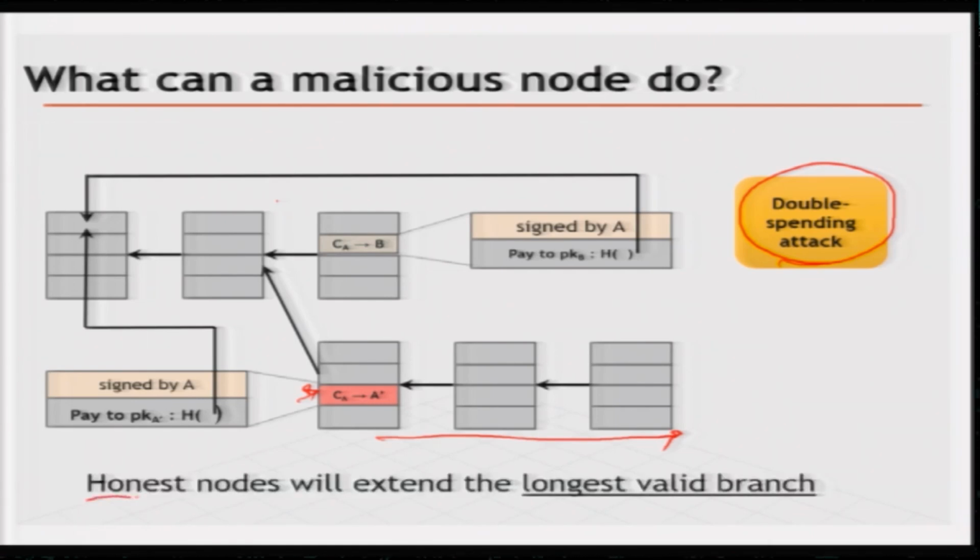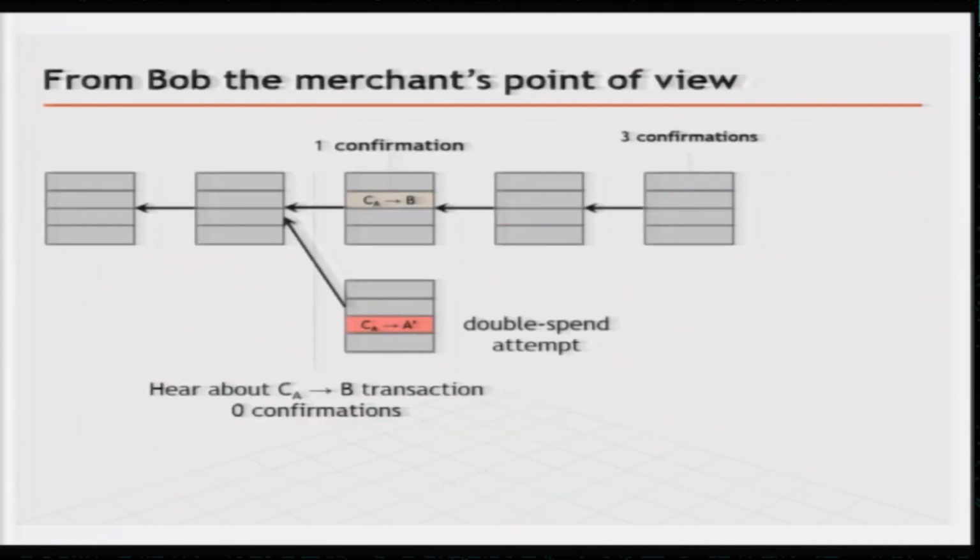An honest node is supposed to extend the longest valid branch. So, if this becomes a valid branch, this double spend can be considered a valid branch, because this branch has become orphan. So, the honest nodes may start building from here, and therefore, deprive B of its payment. From the merchant's point of view, this is really a loss, because he is not getting any confirmation.